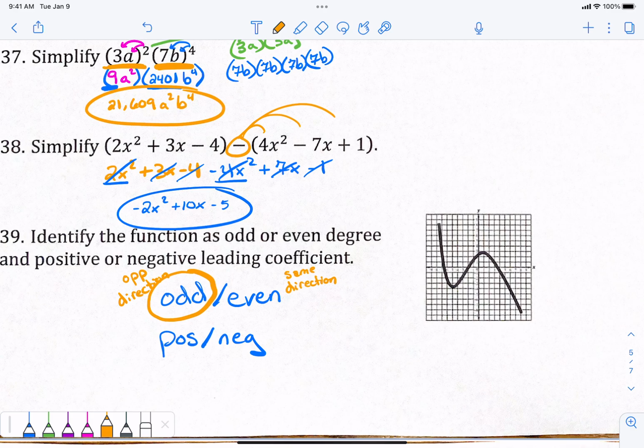This one's odd. Is it positive or negative? Negative. Why? Because it's going downhill from left to right. If it was going up, it would be positive, right? So this one is odd and negative.